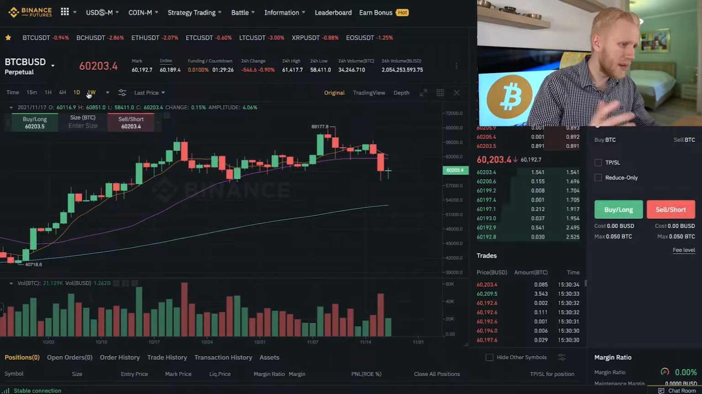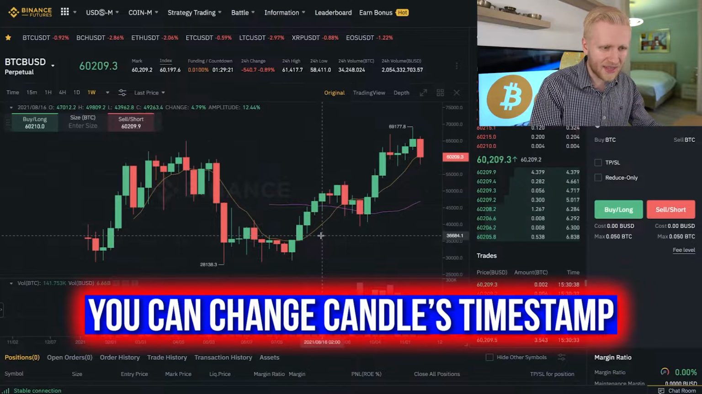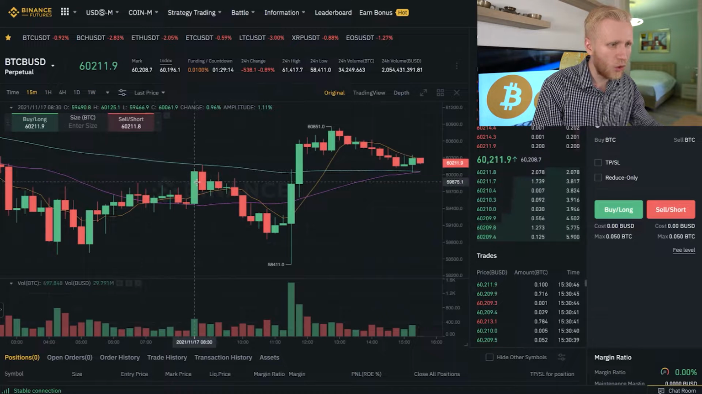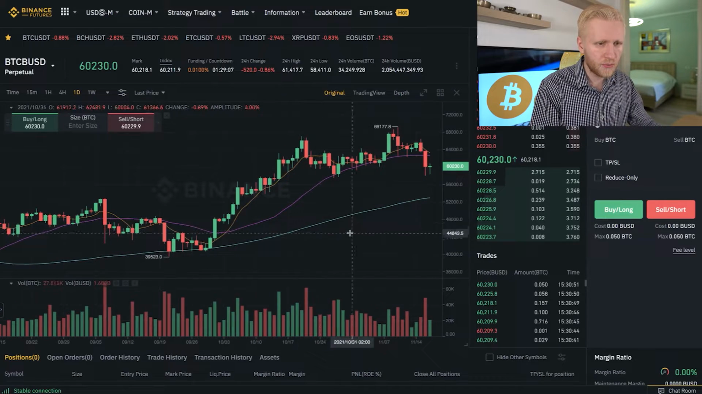Then you will be able to choose which candle you want. For example, now each candle represents 1 week, so it's a little bit longer time frame. But if you are doing short-term trading, you probably want to do 15 minutes or even shorter. But let's put 1 day because I'm not a short-term trader. I prefer to do long-term trading personally.